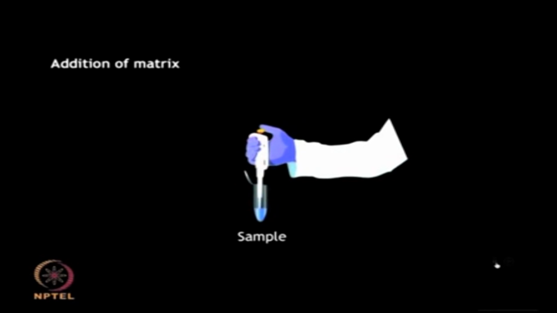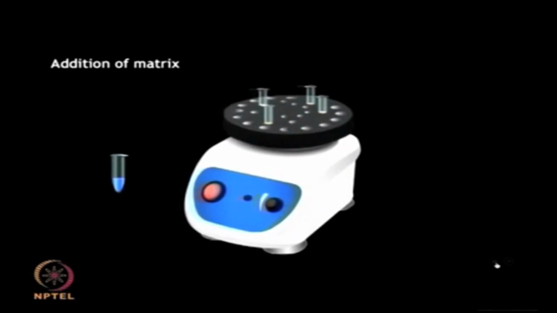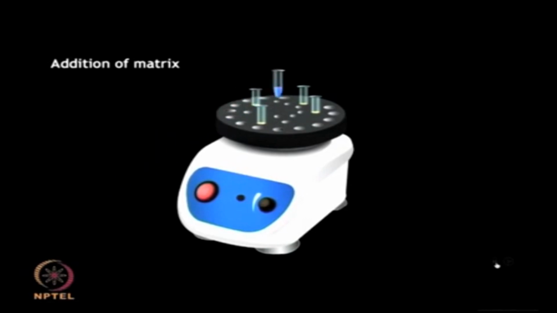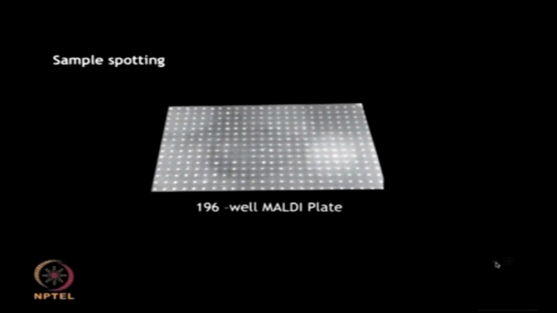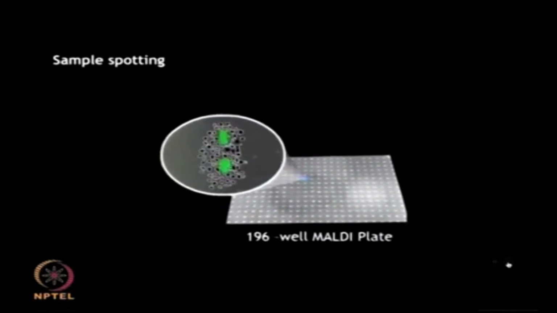The purified protein sample can be mixed with an aromatic matrix compound such as alpha-cyano-4-hydroxycinnamic acid or sinapinic acid in the presence of an organic solvent. The components are mixed thoroughly, and then the solution containing the organic matrix with the embedded analyte of interest can be spotted onto a metallic MALDI sample plate. MALDI gives you an opportunity to analyze a large number of samples in a high throughput fashion.